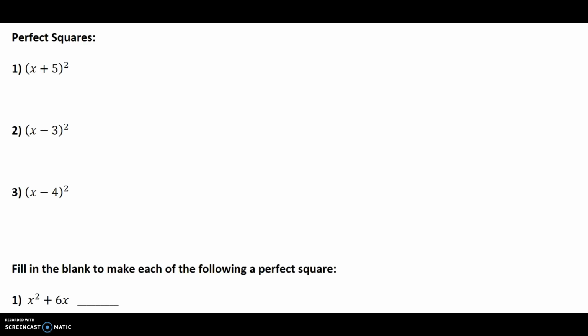Hi everyone. I'm going to review solving quadratic equations by completing the square. But before we do that, we're going to talk about perfect square trinomials. So a perfect square trinomial comes from a binomial multiplied by itself.